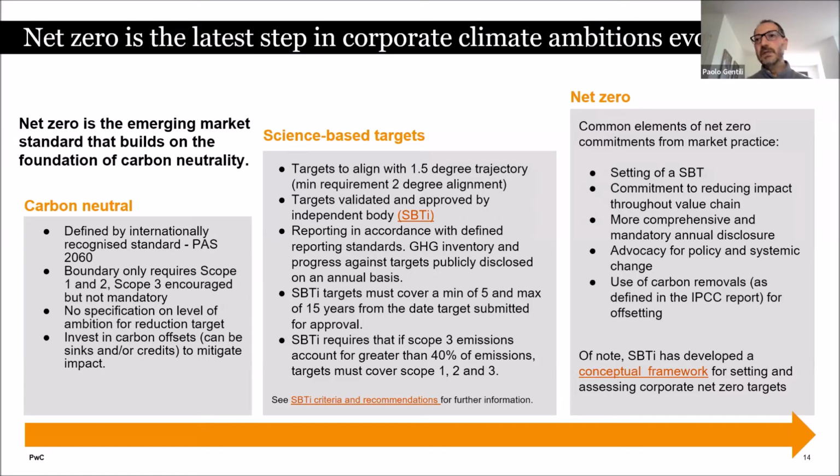Net zero, which is now a sort of password, is the latest step in corporate climate ambition evolution. Until some years ago, we were used to talk about carbon neutrality. So try, from one side, to avoid carbon emission, but also on the other side leveraging on offsetting. While the very meaning of net zero now is to try and do the best to remove carbon emission from the atmosphere and rely on offsetting for a minimal part, and most of all to follow science-based targets.